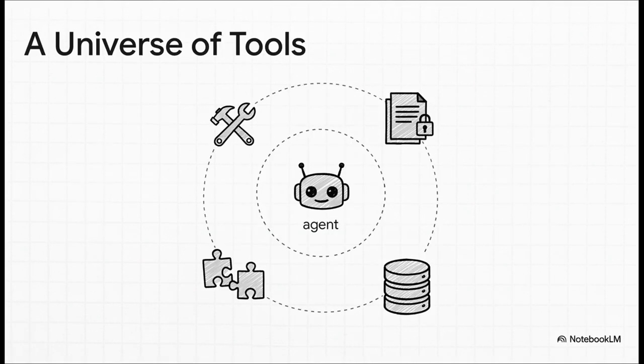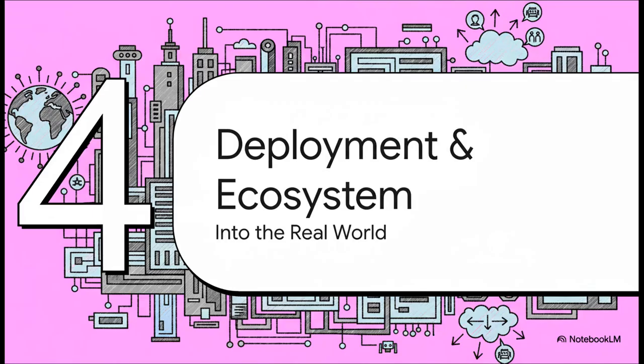And believe me, the list just keeps going. You can have agents that search through your own private company docs with Vertex AI Search, or talk to huge enterprise databases like Spanner. You can even bring in agents you've built with other popular frameworks like LangChain or CrewAI. And if you can't find the tool you need, you can just build your own. The ecosystem is massive.